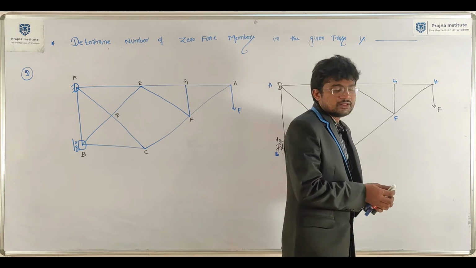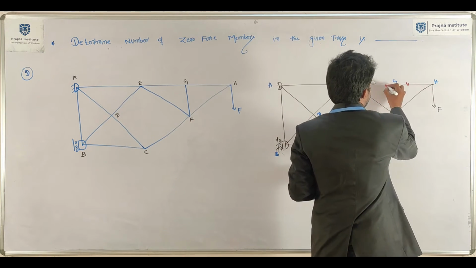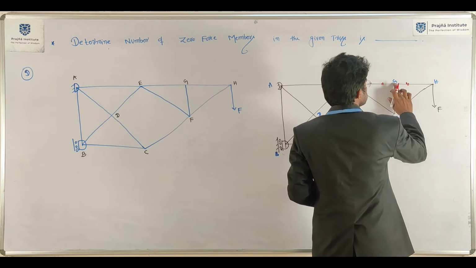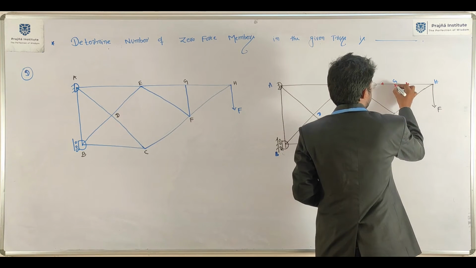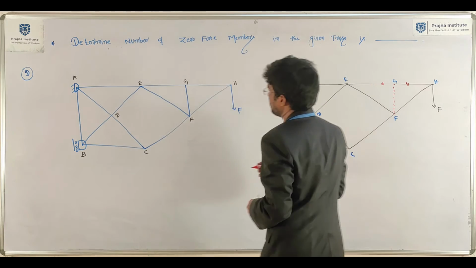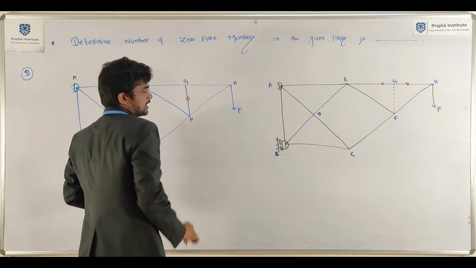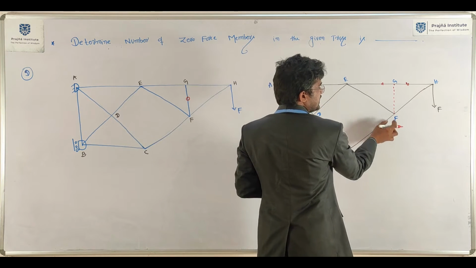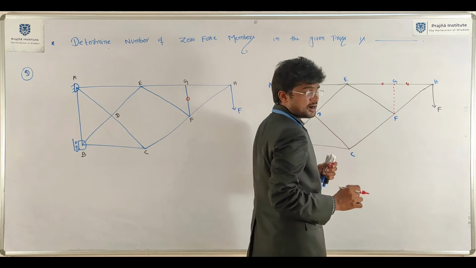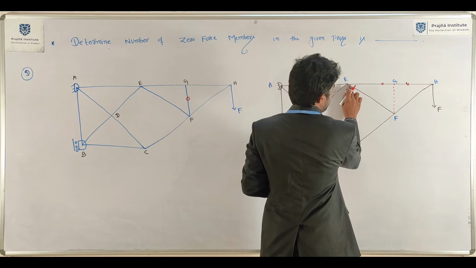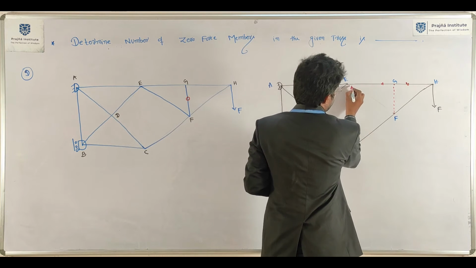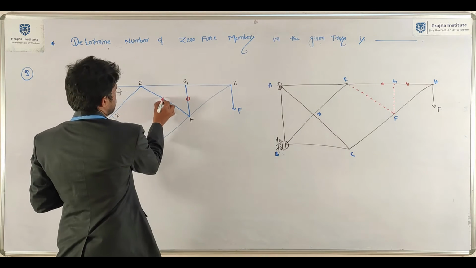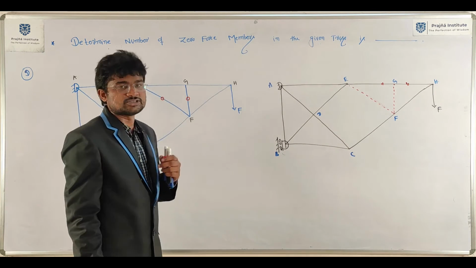Start from here. These two are collinear, of course. No load acting at the joint. Force in the non-collinear member must be zero. Similarly, these two are collinear, and the non-collinear member has no load acting at the joint. So the force in this member is equal to zero. So the force in this member is equal to zero.